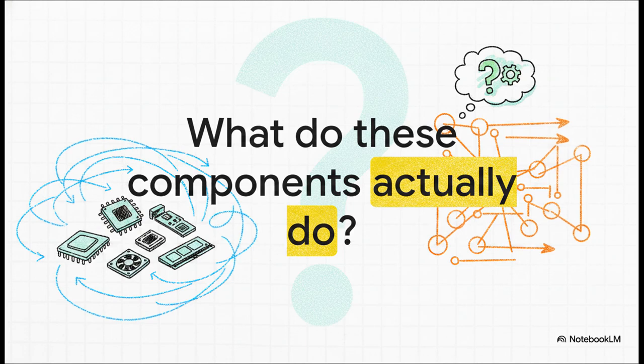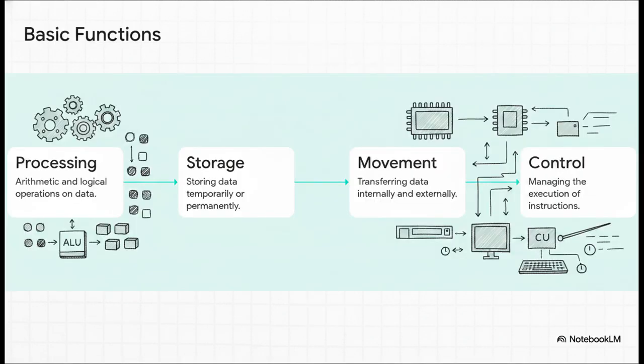Okay, so we've got our organs, we've got our physical parts listed out. But a pile of parts doesn't make a functioning computer, right? So I want you to ask yourself, how do these static components actually operate together in real time? What is the core behavior here? Well, according to our source material, it all boils down to four basic functions.